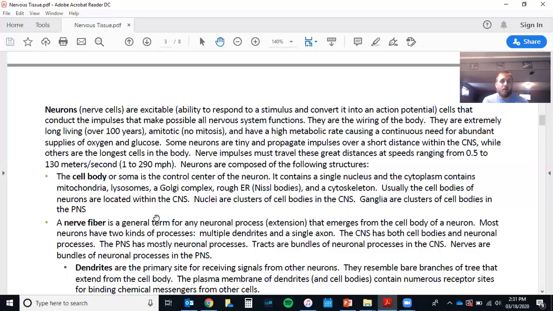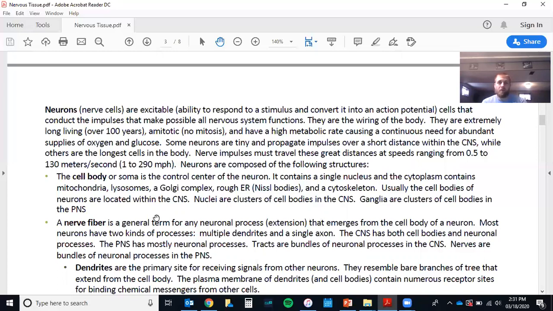They have a high metabolic rate, which means that they use a lot of nutrients, oxygen, glucose especially. They also produce a lot of waste, and it explains why places like our brain need continuous blood supply. If they don't get it, we don't survive very long without that blood supply. Some neurons are tiny and propagate impulses over a short distance, strictly within the central nervous system. Others can be the longest cells in the body, traveling from places in our spinal cord all the way out to the tips of our toes.